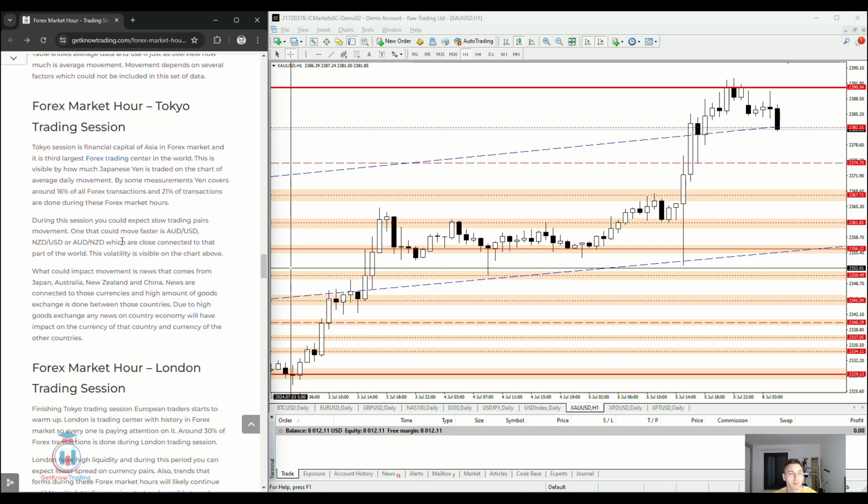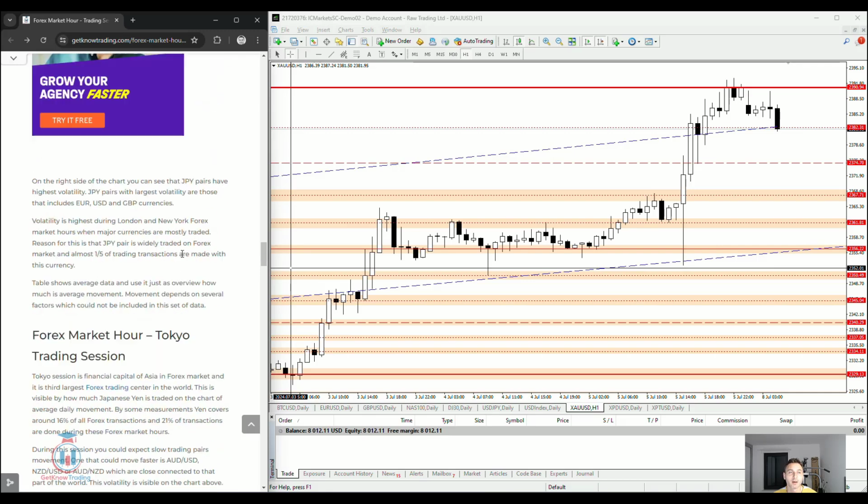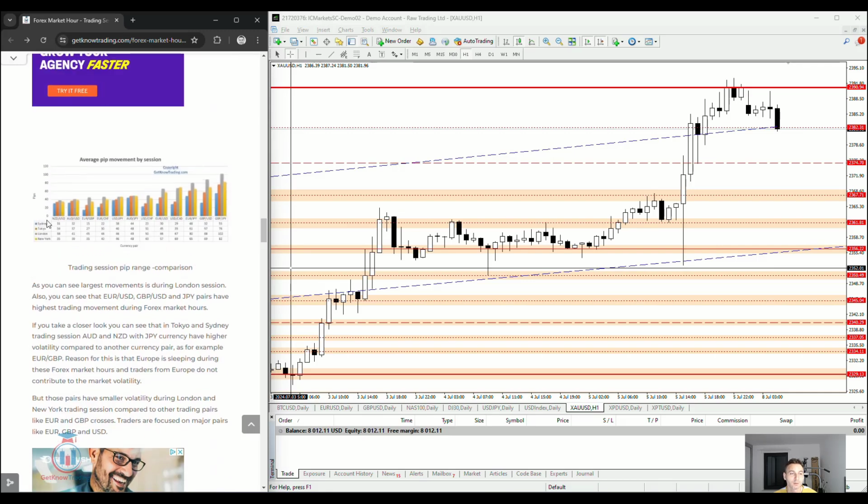Then you have more details about the Tokyo trading session. Whenever it is the Tokyo session and Sydney session, you will have symbols that are more traded, and that means, for example, New Zealand dollar, Australian dollar, and Japanese yen. Between these three currencies, you will have much more trading activity compared to others.